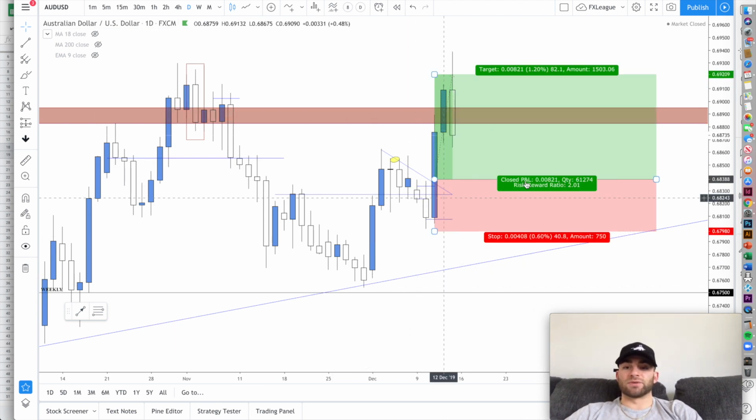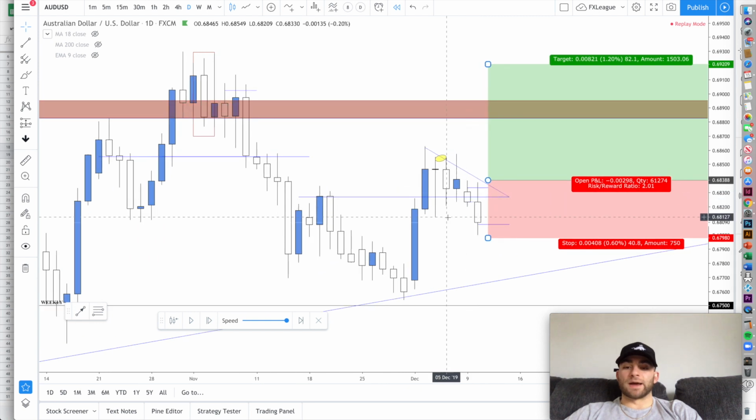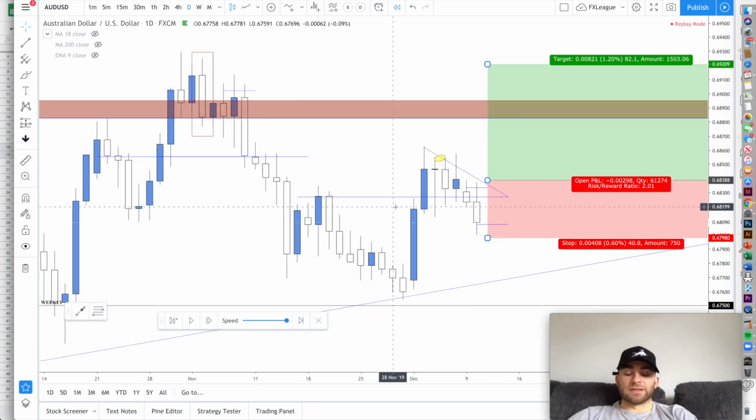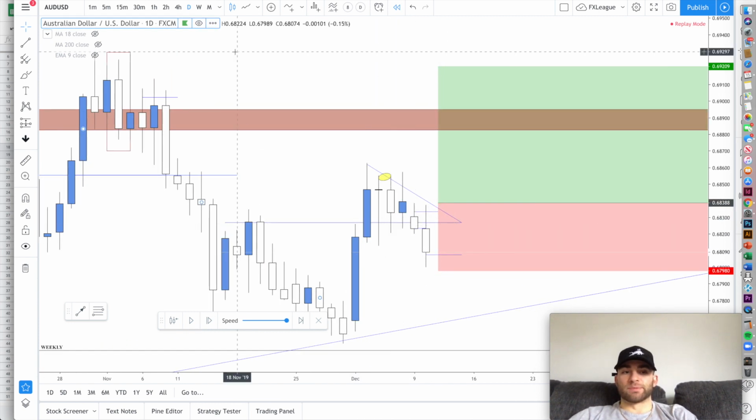As you can see right here, I have my long position tool already drawn out. We're going to just go back in time to when I was looking for entry on this. As you can see right here, I had actually triggered a short position.